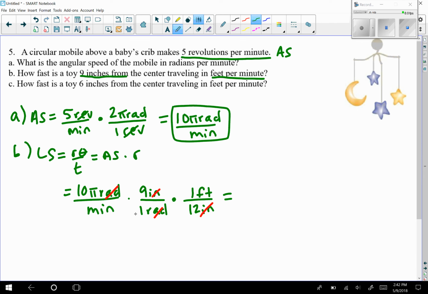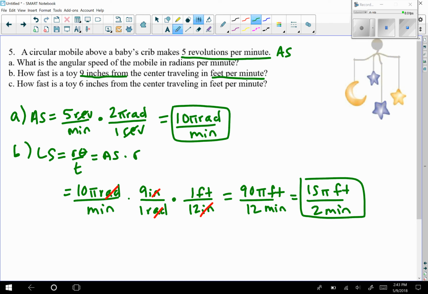So when I do that, I get 90 pi feet over 12 minutes, which becomes 15 pi feet per 2 minutes. And that gives me my linear speed. So then the next question is basically the same, except for we're changing it to 6 inches from the center, and again it's feet per minute.